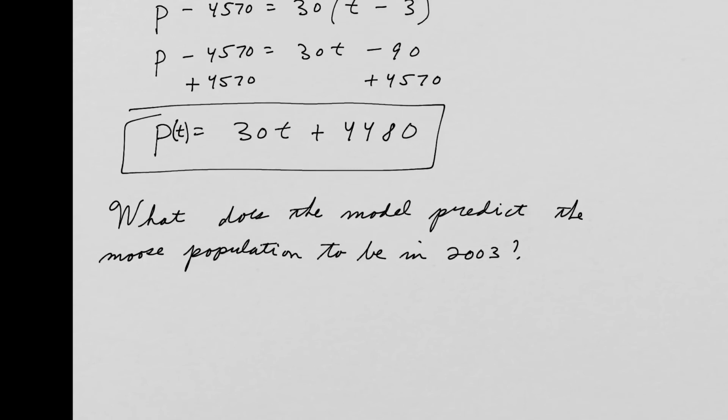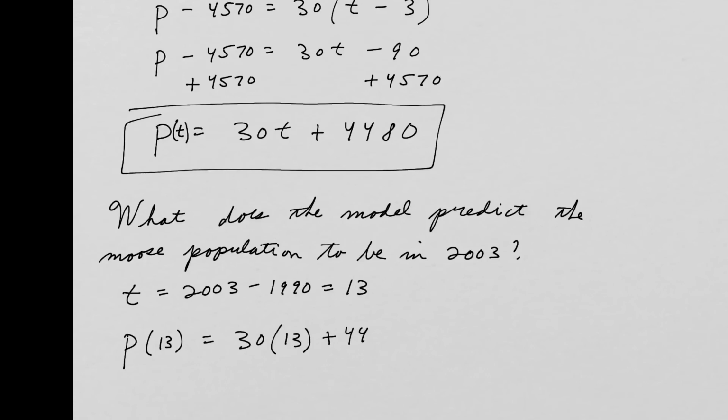So first of all, we have to figure out what T is, right? But remember, to figure out T, I would just take 2003 and subtract 1990. So that's going to be 13. And then I'm just going to plug it in, right? So really, I'm evaluating the population when T is 13. So it's 30 times 13 plus 4480. And if you work that out, you're going to get 4870. And again, it has units, right, of moose.